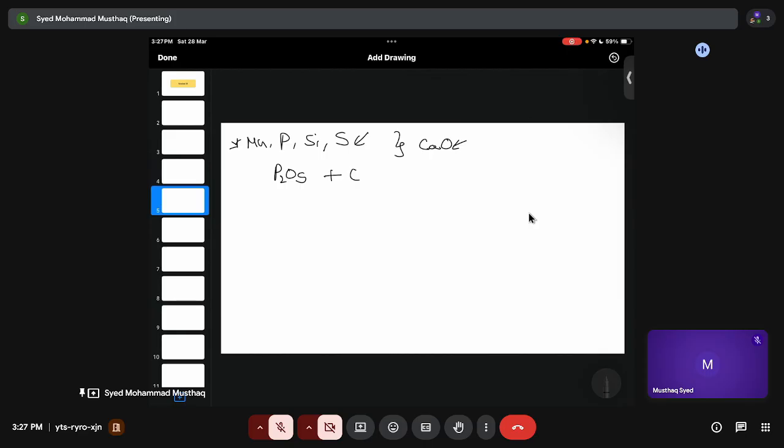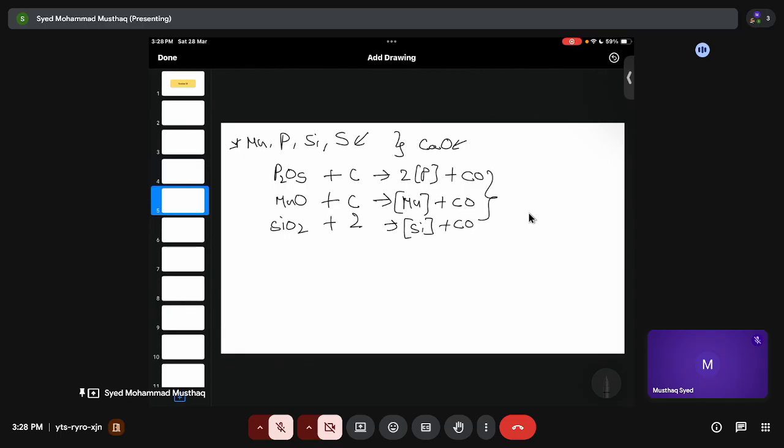And the same goes for manganese oxide. You have your manganese in the melt, and the same goes for silica, carbon reacting to give silicon plus carbon monoxide. At that temperature you will only find carbon monoxide, no carbon dioxide, because the moment the carbon dioxide forms, it will again react with coke and give you carbon monoxide. Okay, so above 800 degrees centigrade you will mostly find carbon monoxide, no carbon dioxide. Carbon dioxide is not stable at that temperature.